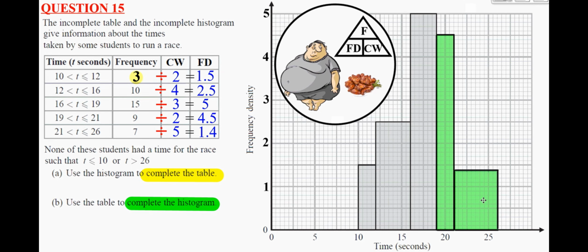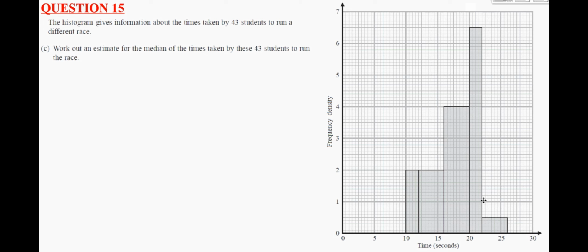Let's now have a look at part C for question 15. Part C looks at a different histogram for a different race. So here is a different histogram for times taken by 43 students to run a different race. We need to work out an estimate for the median of the times taken by these 43 students to run the race. Go to the basics first.